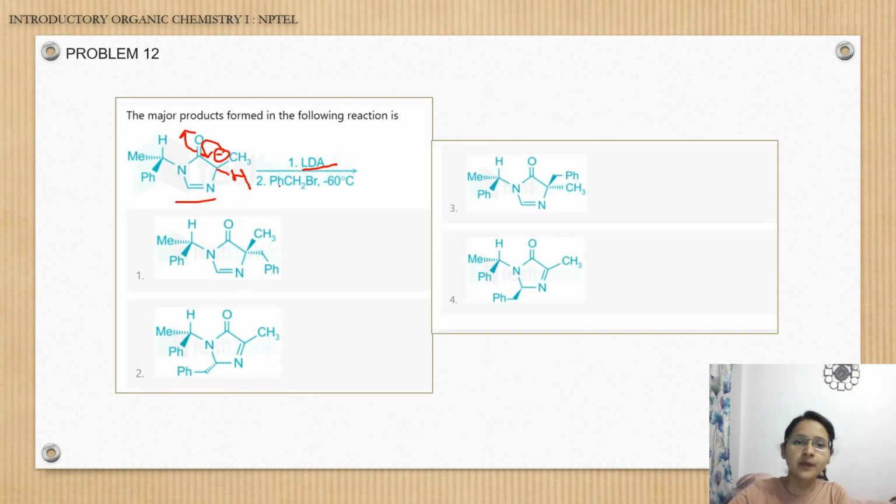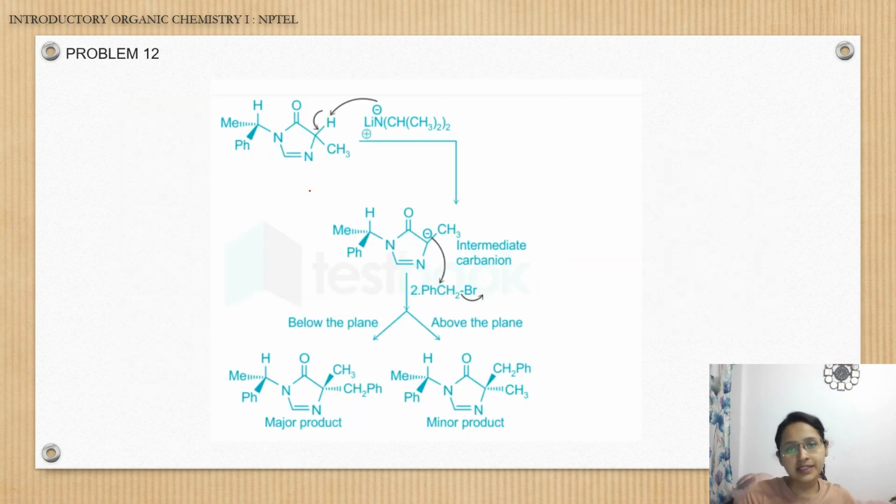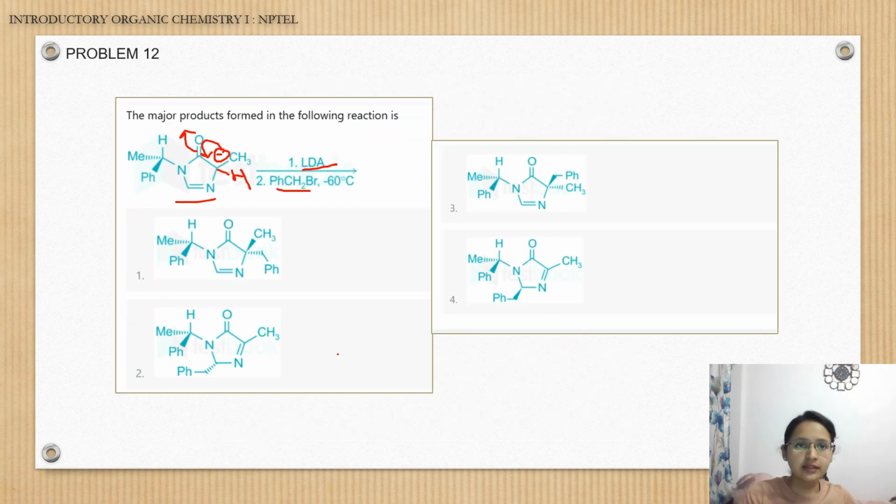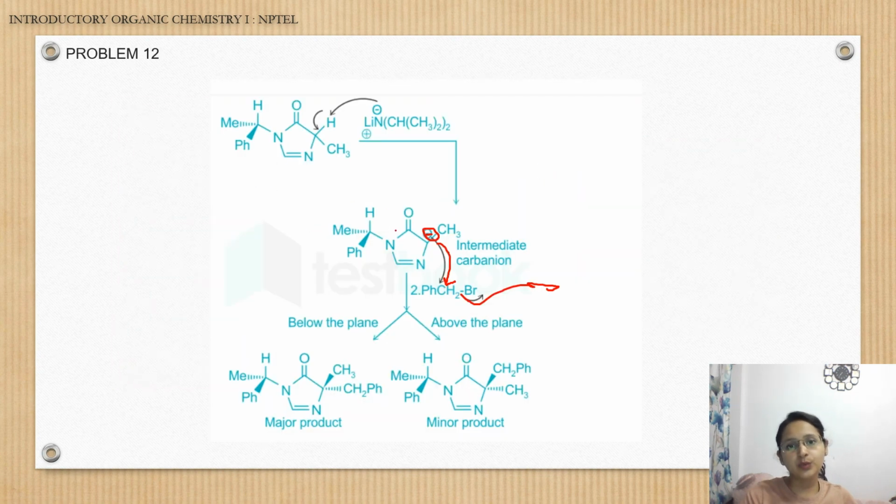Now in the second step they have added PhCH2Br. So it is a benzyl bromide. This carbanion which is getting generated here is a nucleophile. Now this nucleophile will attack this CH2 and the Br is knocked out. Right. So there are two possibilities I have told you: either below the plane attack will take place, or above the plane attack will take place. Now you have to see which is major and which is minor.